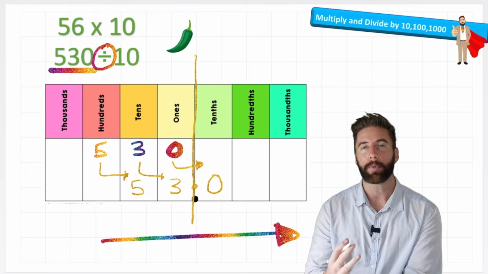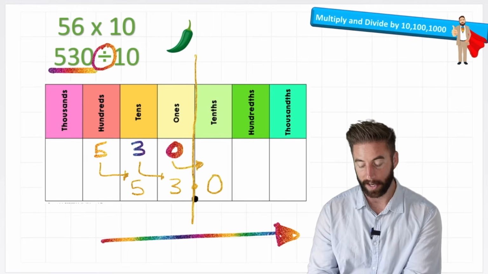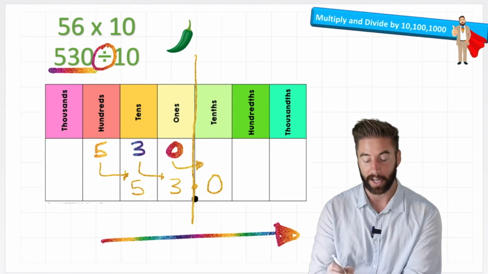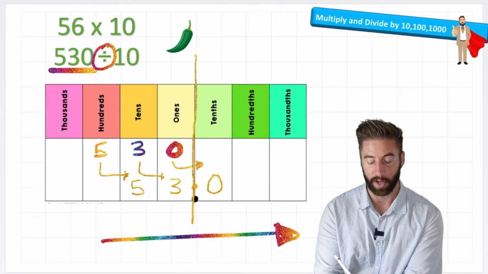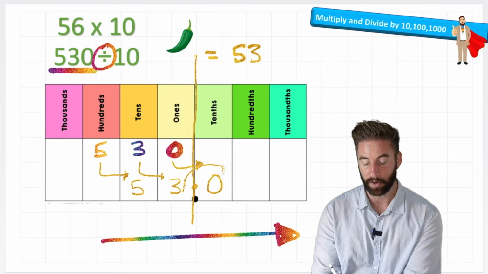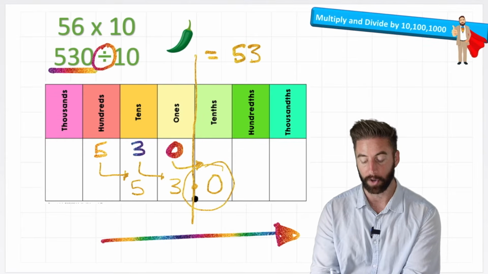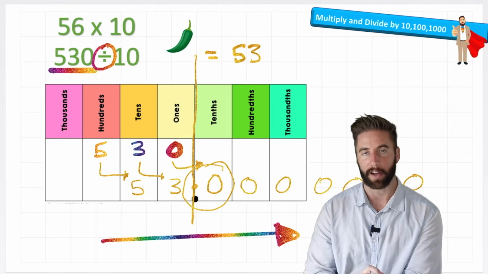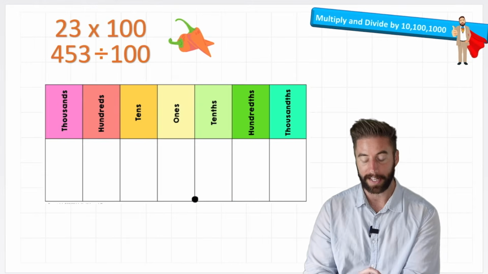53.0. Now anybody that understands number will understand that we actually now don't need to include this 0.0 in our answer. I can simply write 530 divided by 10 equals 53. Because this 0 doesn't change the value of my number at all. I could have a 0 here, here, here, here, all down my place value chart, and it's not going to change the value of my number.